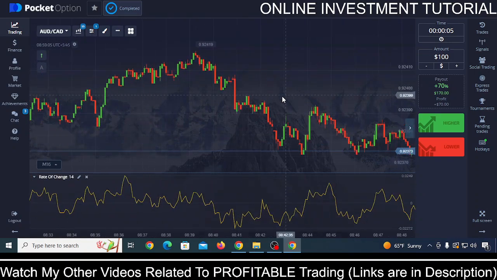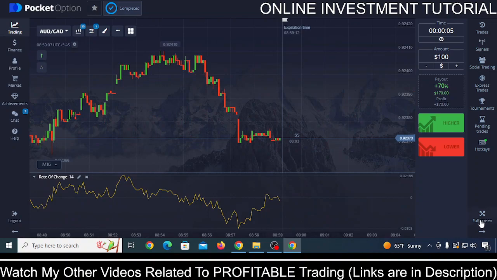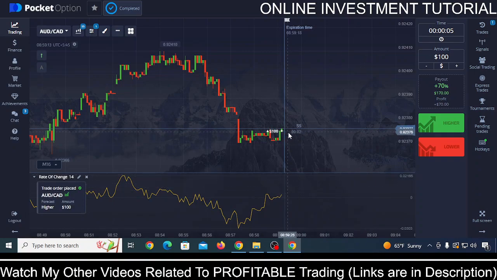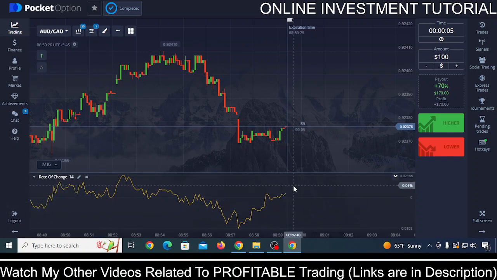So now let's make some trades by watching this real market. So as you can see, it is going above this zero line. Now what you can assume is it can go up, so you make a trade by clicking on higher, and let's see what happens in this trade. So most probably we'll make a profit because it has crossed the zero line. In this way you can use this indicator to make trades.